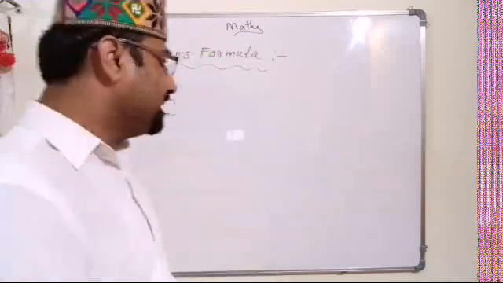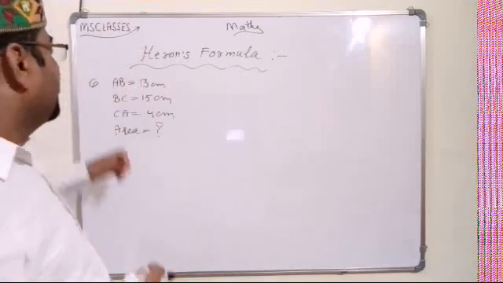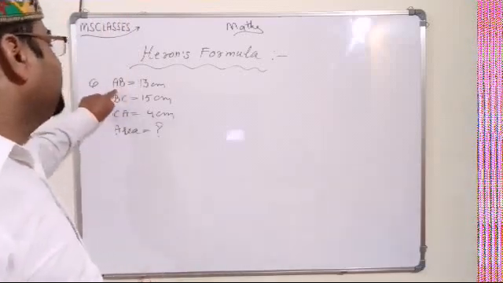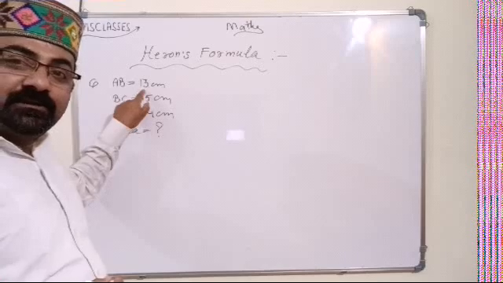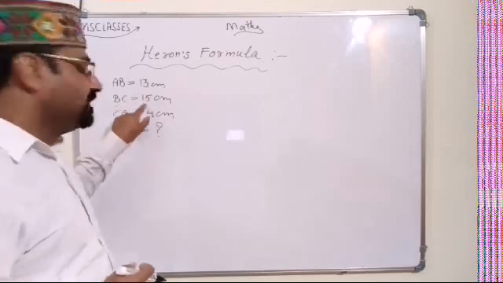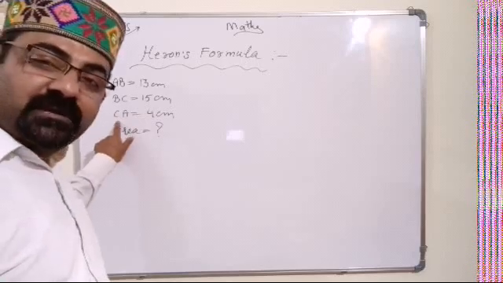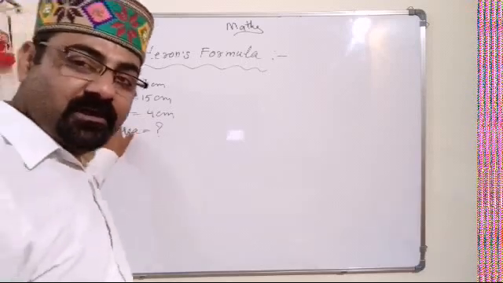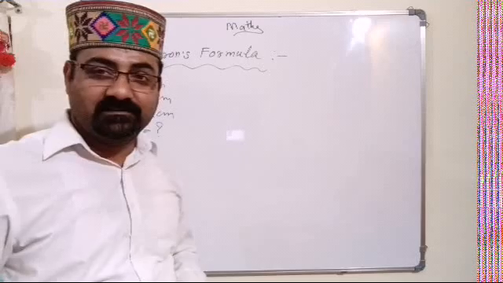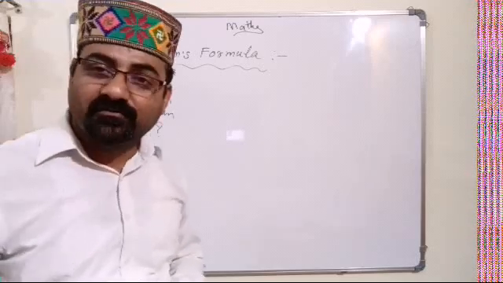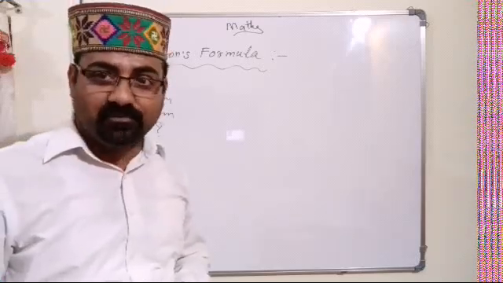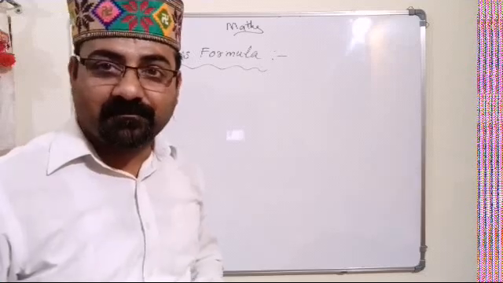Okay, so let's see. Here we have a triangle having sides AB equal to 13 centimeter, BC equal to 15 centimeter, CA equal to 4 centimeter. Then you have to calculate the area of this triangle, right? So guys, first of all we have to know what the formula is, right?